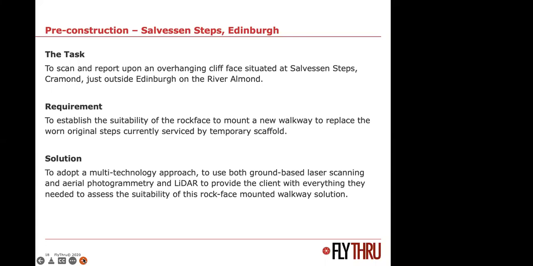The next one was another pre-construction task that we were given just outside Edinburgh, next to the River Almond. There's an existing cycle walkway which was becoming quite dangerous in terms of where it was, built in the 20s, and nobody was really bothered about health and safety and handrails or people on mountain bikes trying to go down steps that they shouldn't have done. And they were deciding if they were going to create a new glass walkway, which they were going to attach to a rock face above the river.